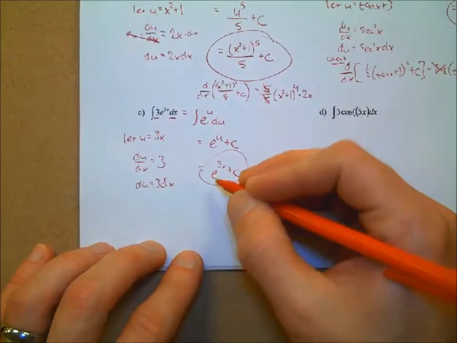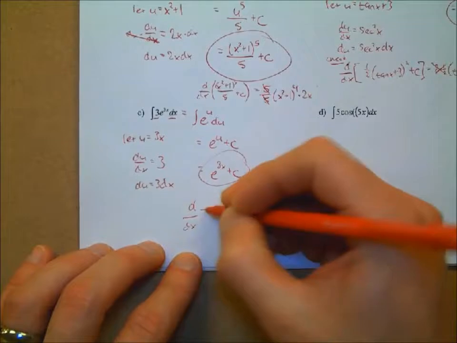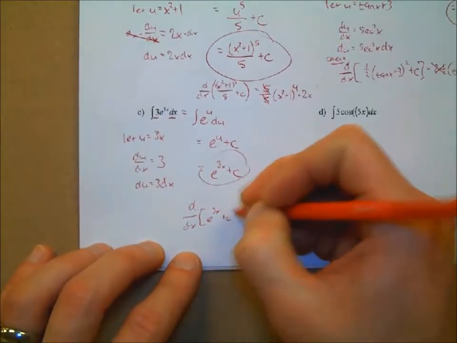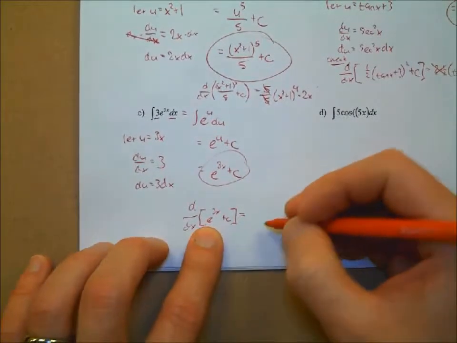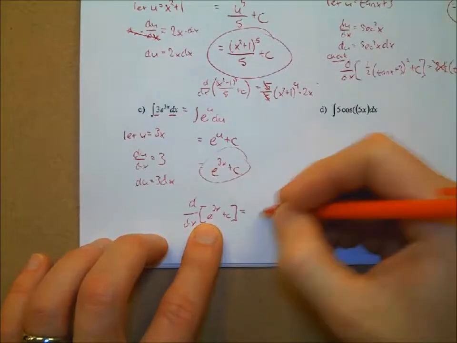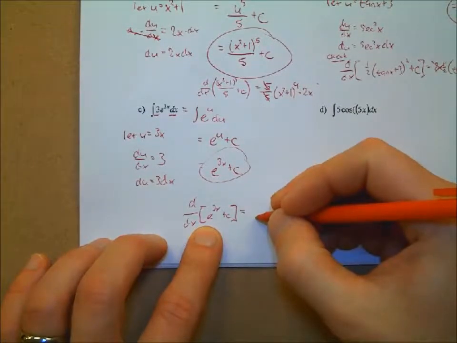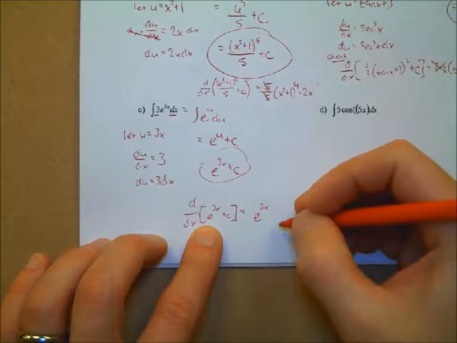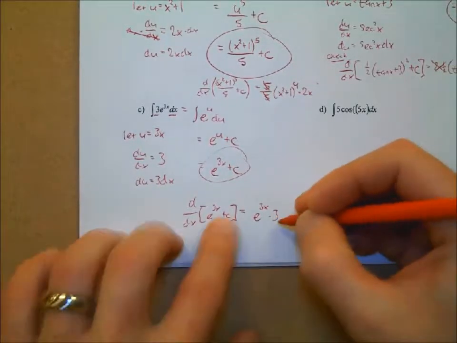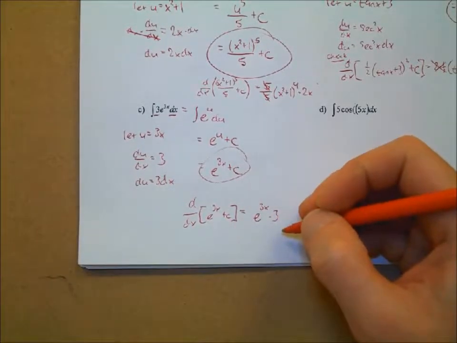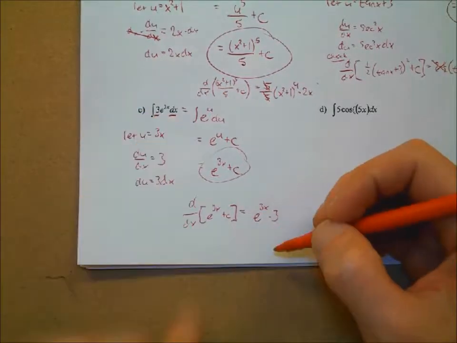So what's the derivative? Let me do this here. Derivative with respect to x of e to the 3x plus c. What's the derivative of e to the 3x? E to the 3x times the derivative of what's inside, which is a 3. What's the derivative of c? 0 goes away, and there's your 3e to the 3x, right? So it checks. It works out.